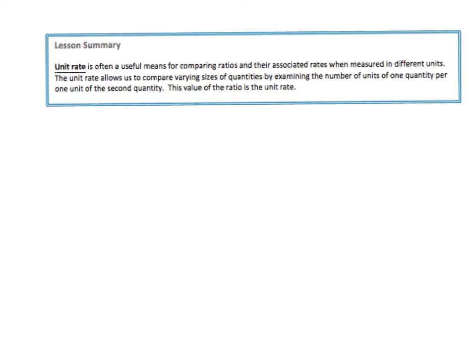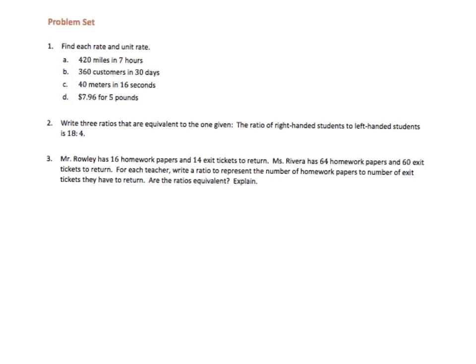So in conclusion, what we talked about today was unit rate, and unit rate is often useful as a means of comparing ratios and their associated rates when measuring different rates. So the unit rate allows us to compare varying sizes by examining the number of units per one. So the value of the ratio is the unit rate. So you have to divide it to get it to the per one, and that's the unit rate. And once it's in the unit rate, it's easier to see which is the better buy, or which is more, or which is less. So now I would like you to spend some time doing the problem set.